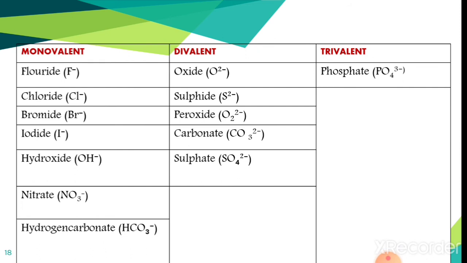Monovalent negative radicals are fluoride, chloride, bromide, iodide, hydroxide, nitrate, hydrogen carbonate. All these have an extra electron in the formation of the negative radical. That's why they are called monovalent. In the case of divalent, 2 electrons are in excess, and in the case of trivalent, 3 electrons are in excess. Oxide, sulfate, peroxide, carbonate, sulfite are all examples of divalent, and phosphate is an example of trivalent.